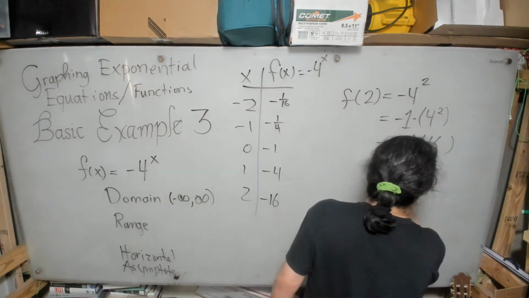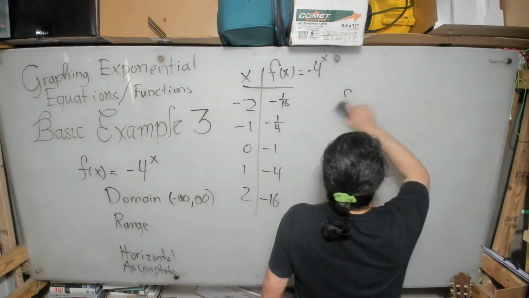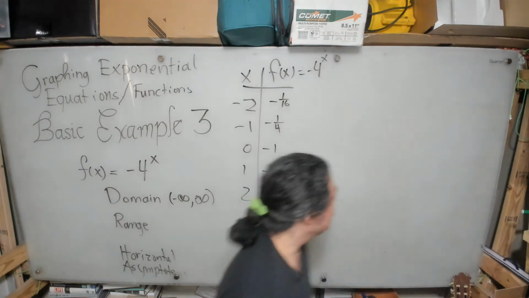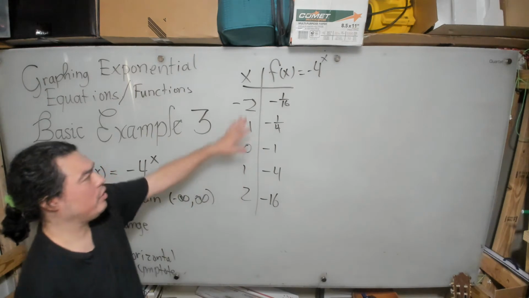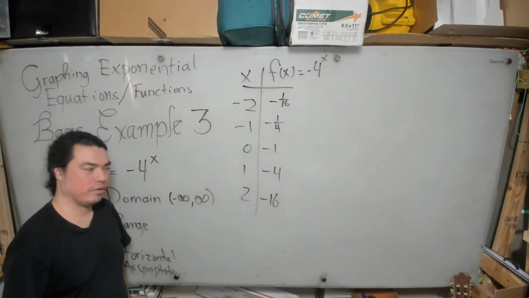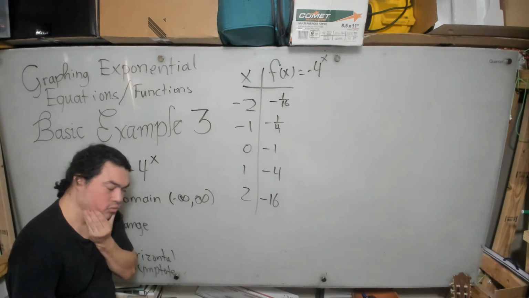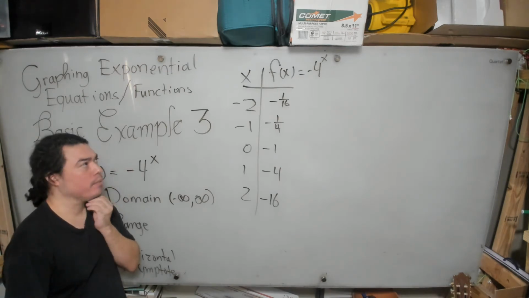So now look at what's happening here. This is very interesting. So for some reason, all the values here, all the y values are negative. Did we make a mistake somewhere? No, we didn't.